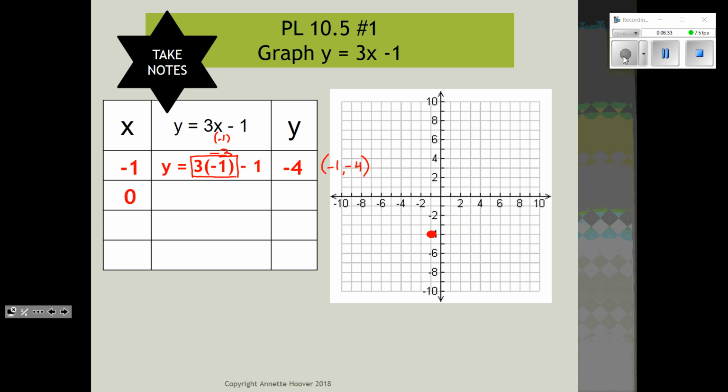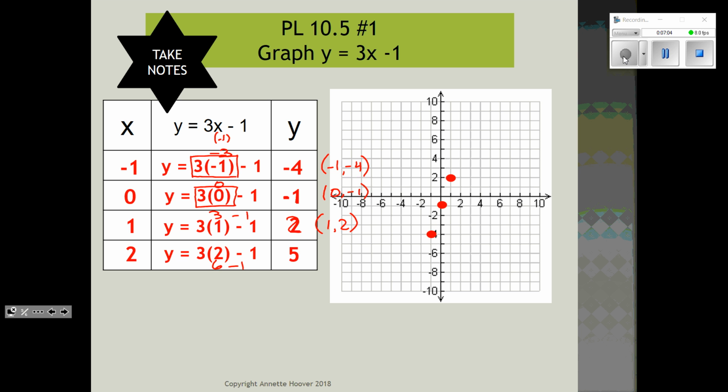If I plug in a 0, we have the multiplication first. 3 times 0 is 0, and 0 minus 1 is a negative 1. So we have 0, negative 1 as our second point. If I plug in 1, 3 times 1 is 3. 3 minus 1 is 2. So my ordered pair is 1, 2, and I can graph that. And if I plug in a 2, 3 times 2 is 6, and 6 minus 1 is 5. So my ordered pair is 2, 5.